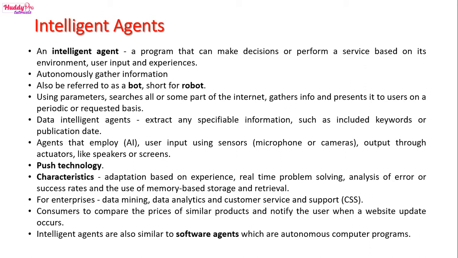This bot is short for robot. Typically, an agent program, using the parameters the user has provided, searches all or some part of the internet, gathers information the user is interested in, and then presents that information to them on a periodic or requested basis. Intelligent agents can extract any specifiable information, such as included keywords or public data. In agents that employ artificial intelligence, the user input is collected using sensors, like microphones or cameras, and the agent output is delivered through actuators like the speakers or the screens.